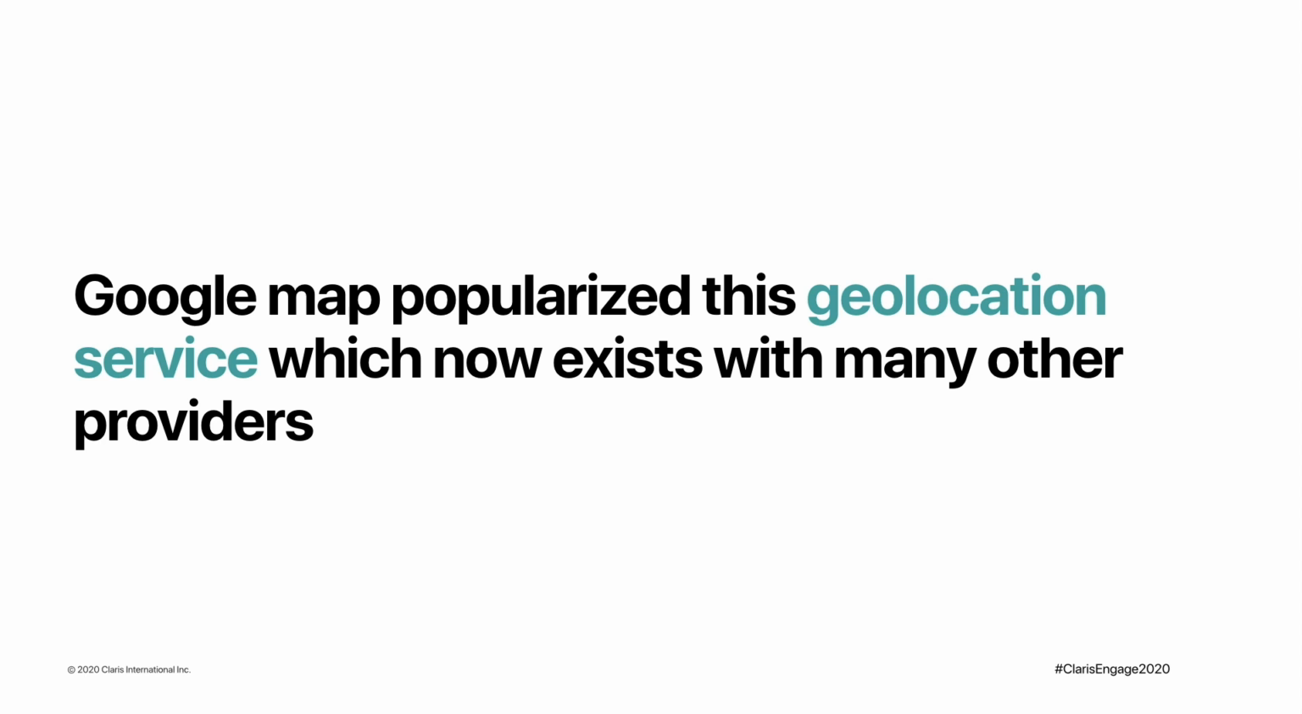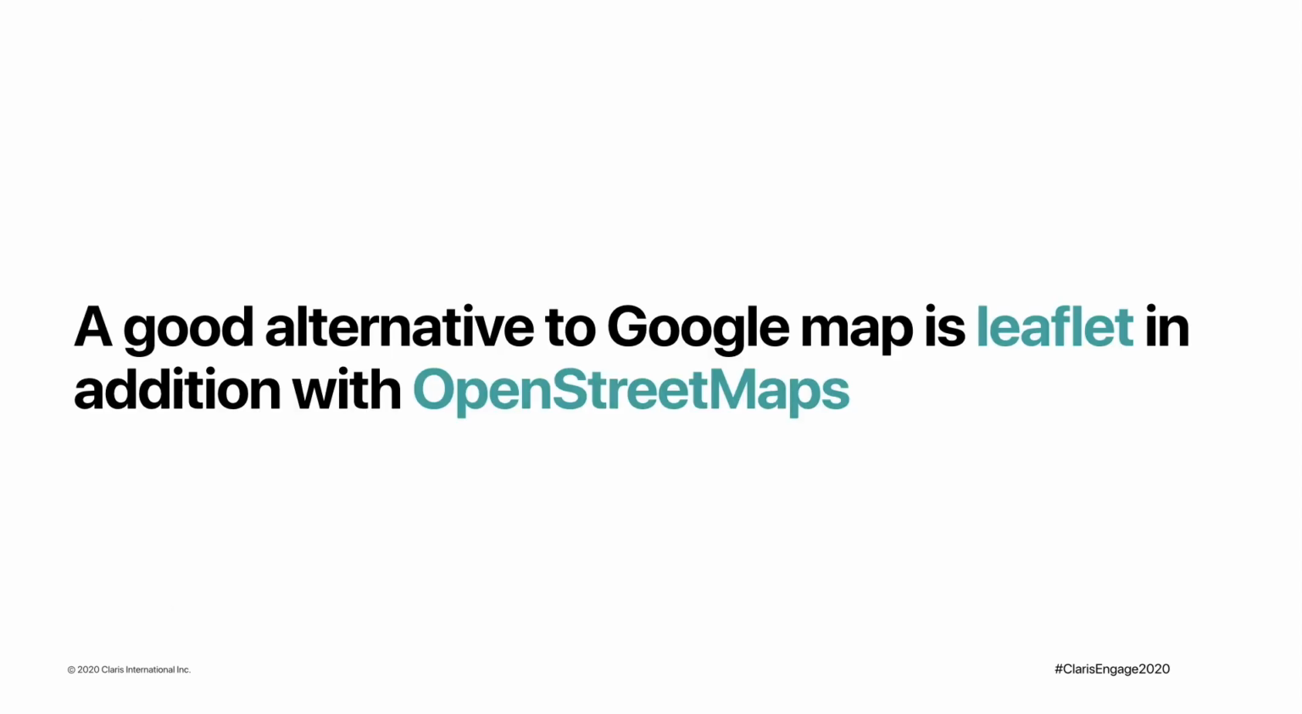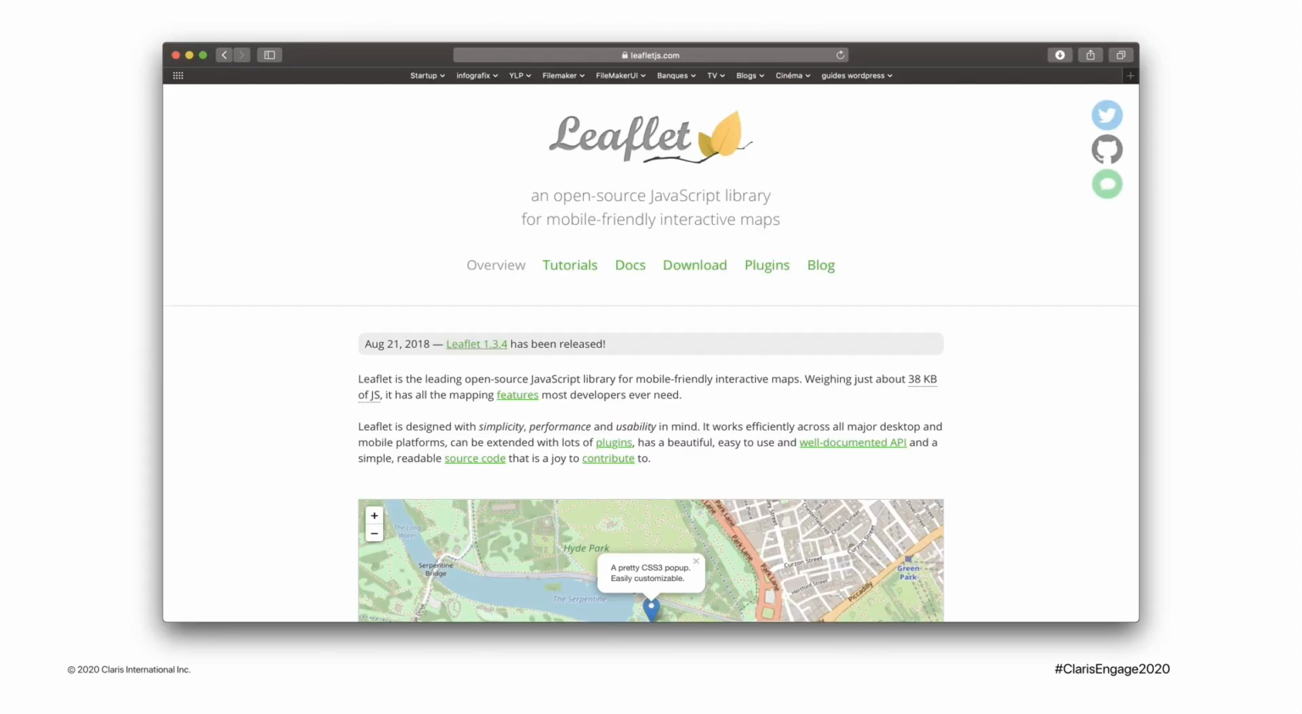Google Maps made the geolocation service very popular on the internet, but you can find more providers for that. One of the competitors is Leaflet. This is an example of a Leaflet integration. A group of markers is represented by a cluster. When you zoom in, the group gives you a more detailed view of these markers, these different locations. So a good alternative to Google Maps is Leaflet in addition with OpenStreetMap. You have other services like Mapbox, for example. This is the Leaflet web page.